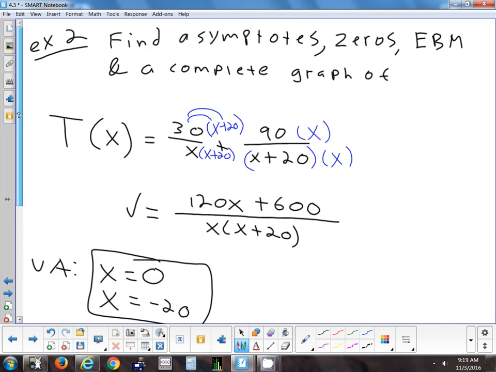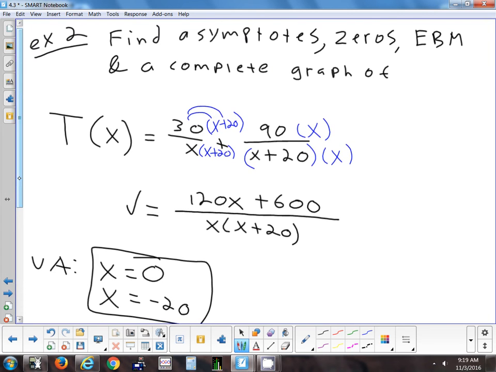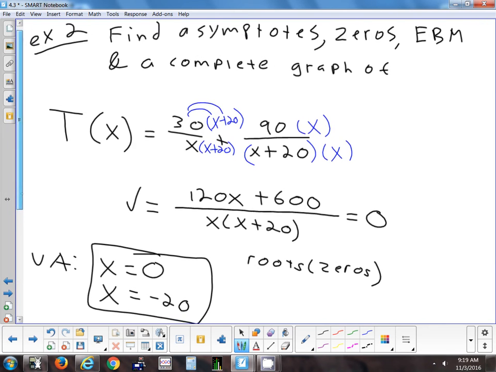Find the zeros. To find the zeros, that's where you set the equation equal to 0 and solve it. Basically, find the roots. Find where it crosses the x-axis. If I set this equal to 0, what's the only way that fraction could equal 0? Yeah, if the top is 0. So set the top equal to 0, and that's your roots. -5. Yep, it's going to be -5.